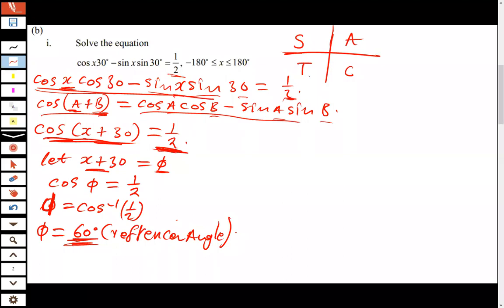So we know that in the first quadrant, all trig ratios are positive. Since this half is positive, we're going to say this reference angle lies in what? In the first and in the fourth quadrant. Why am I saying that? Because I know that in the first quadrant all trig ratios are positive, and in the fourth quadrant it's only cos which is positive. So that is what you are supposed to do.